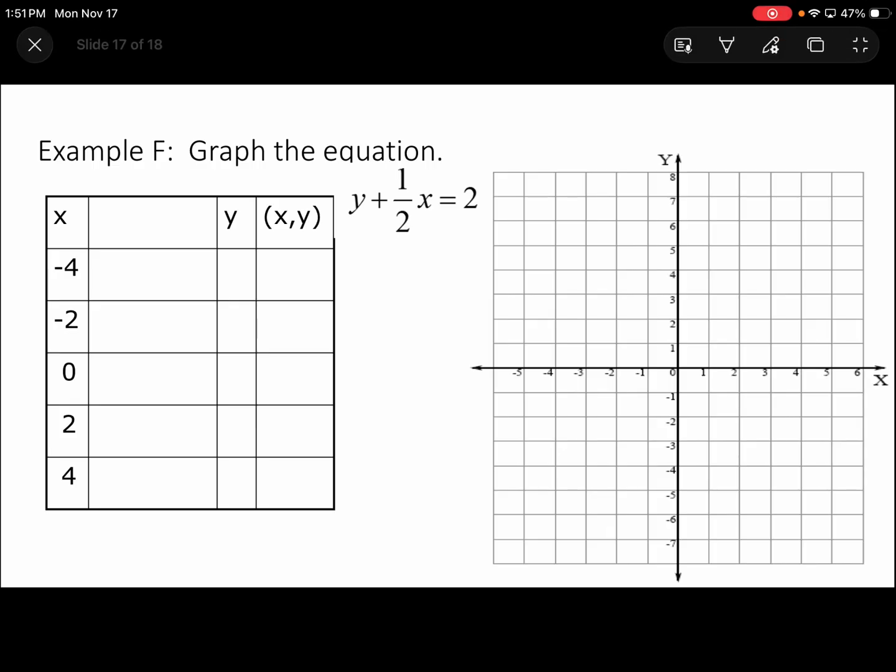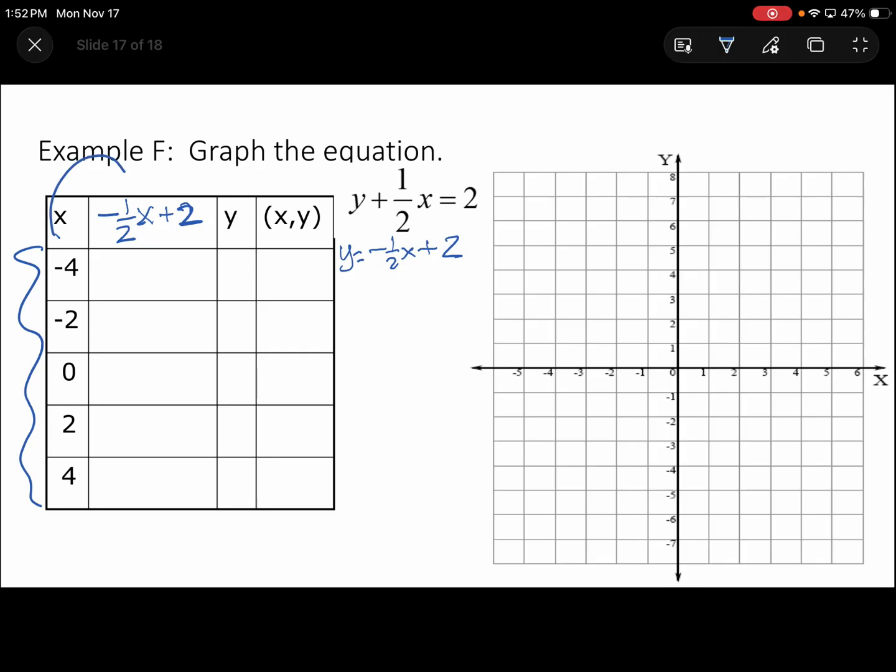Why did I pick the numbers that I picked here? Why did I pick -4, -2, 0, 2, and 4, Brielle? Because it's times a half. Right, I got to take -1/2 times x and then add 2. That's what we got when we subtracted this and solved for y. Are you all following?